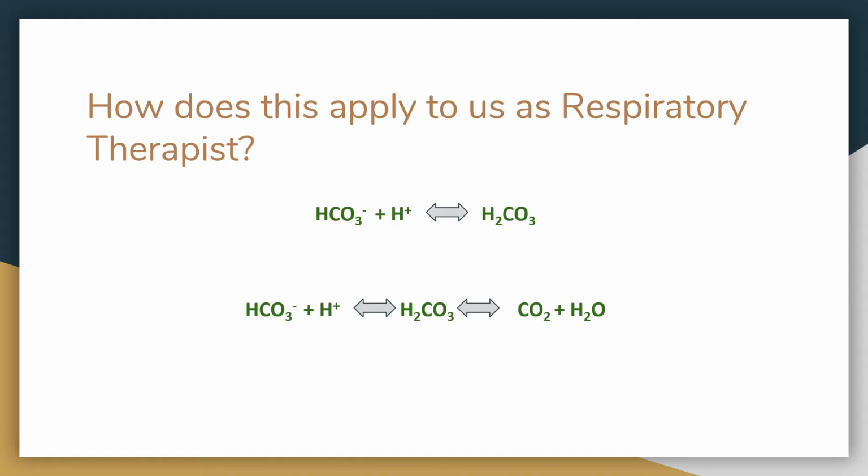Okay, so how does this apply to us as respiratory therapists? So in this particular equation we are looking at the carbonic acid equation. Okay, so in human blood, and so basically, like the other H2O2 with hydrogen peroxide, that formula can actually go back and forth. So all these formulas, they can go back and forth to try to establish equilibrium.